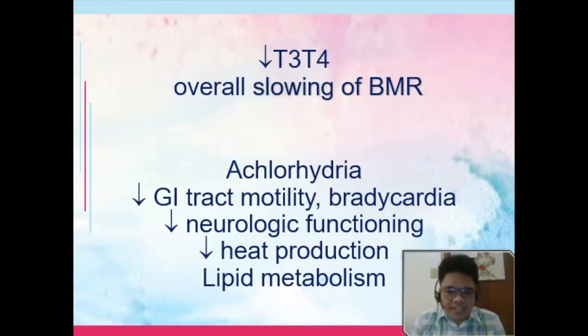Now, with the decrease of your T3 and your T4, there will be an overall slowing of your BMR. Okay? Your patient would have achlorhydria. Class, your achlorhydria is the decrease of acid production in the stomach. There will be a decrease of gastrointestinal tract motility, meaning your patient will be at risk for constipation. There will also be bradycardia. There is a decrease of neurologic functioning. There is a decrease of heat production, and there will be problems with lipid metabolism.